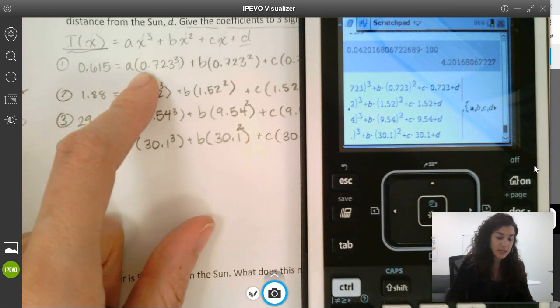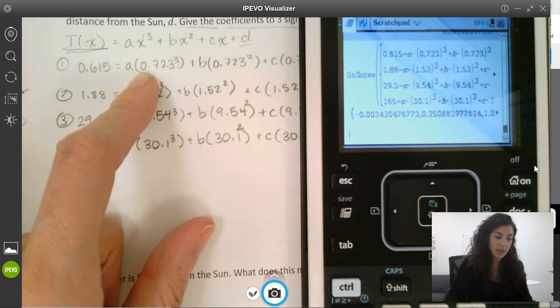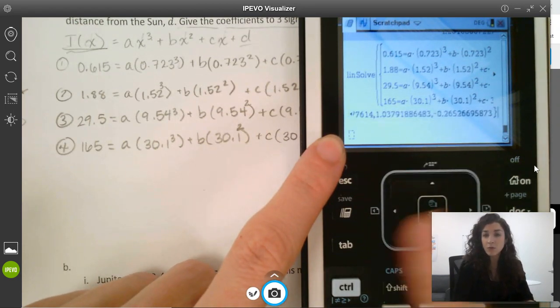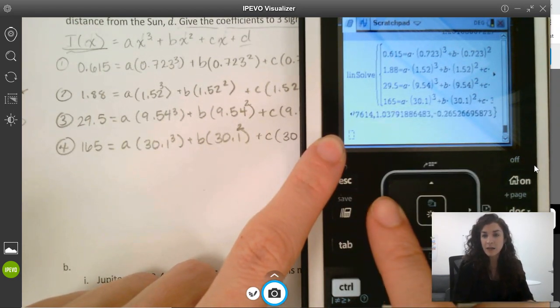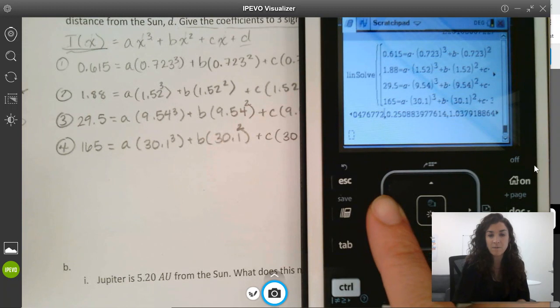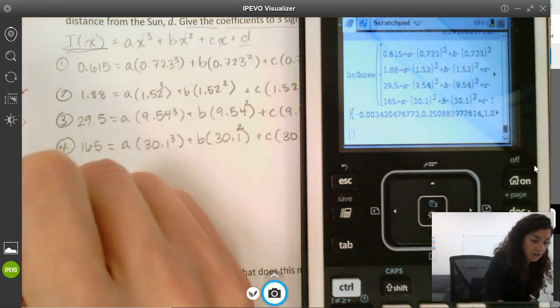So I press enter on this guy once I get all the way there, and I get these massive long numbers. You can always scroll up and move from side to side and scroll back through all of those answers. Remember that it says our coefficients need to be to 3 significant figures. So that's what I'm going to do is I'm just going to take the 3 of the significant figures.